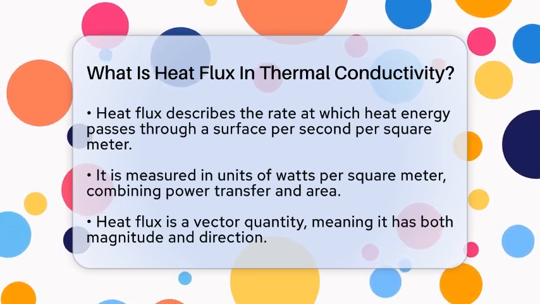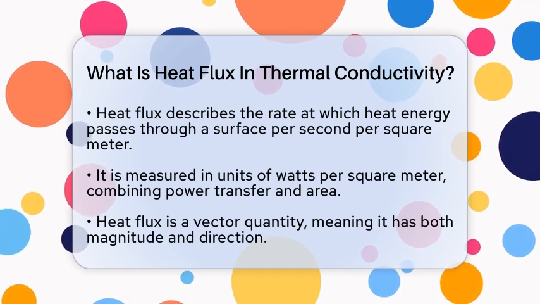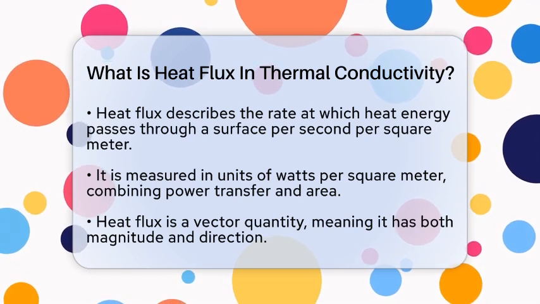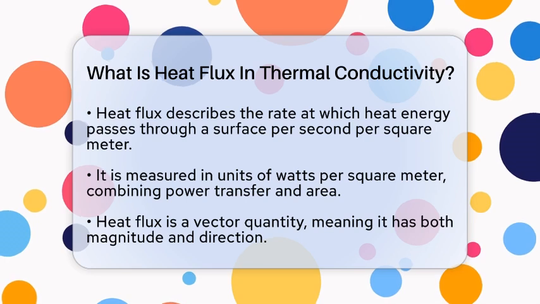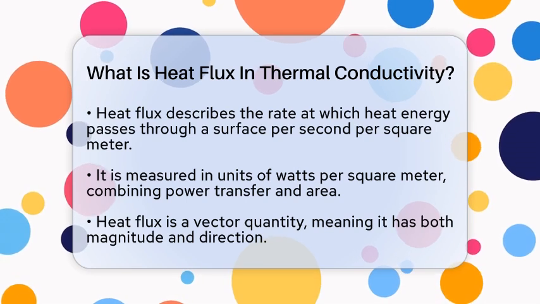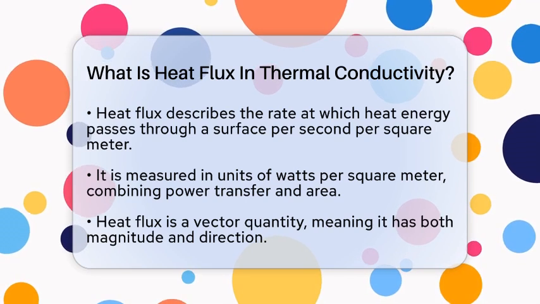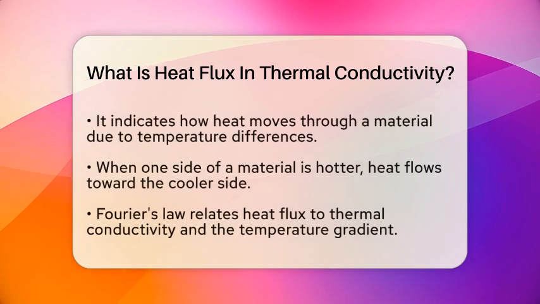Think of it as the rate at which heat flows through a material. The units used to measure heat flux are watts per square meter. Watts measure power, or how much energy is transferred each second, and dividing by the area gives us the flux. Heat flux isn't just about how much heat is transferred, but also the direction it moves. It's a vector quantity, meaning it has both magnitude and direction.